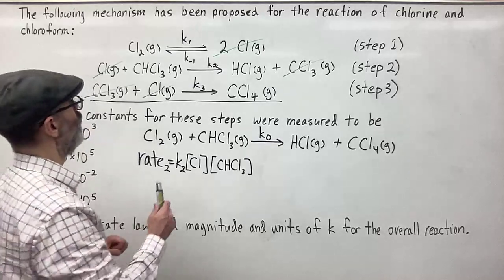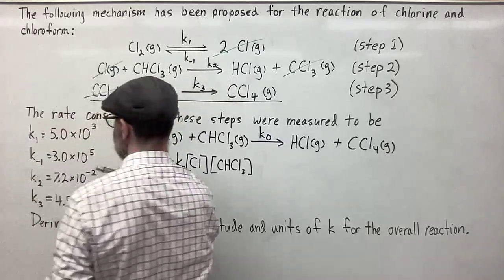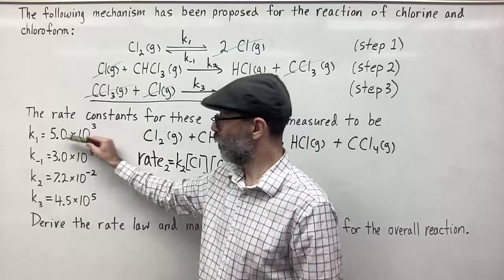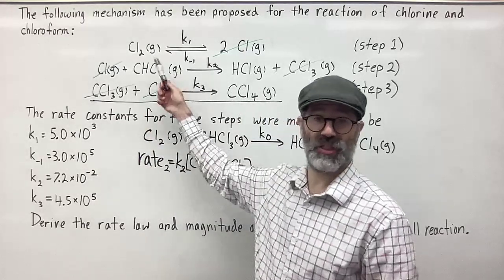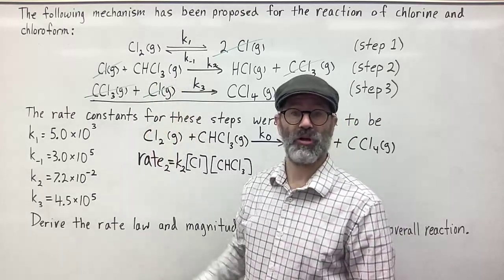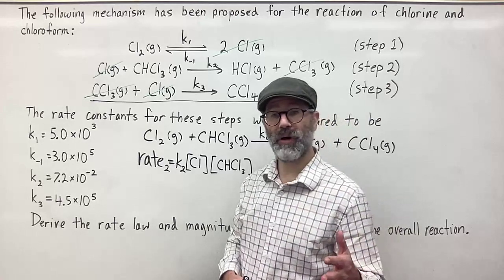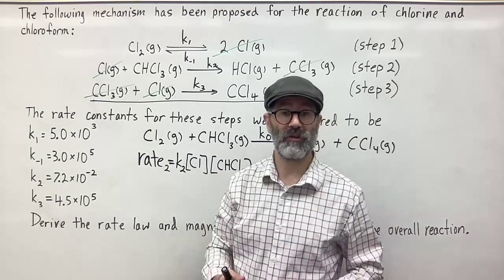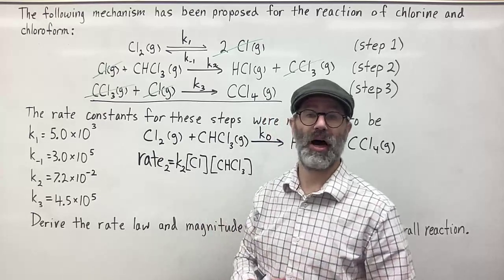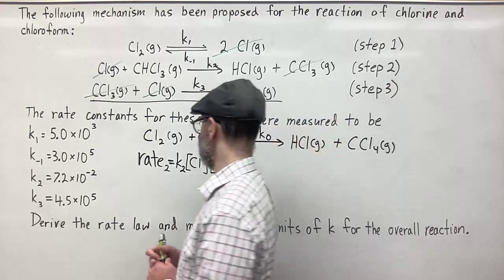And so we're going to go here to our equilibrium. Since this is really fast, the K1 and K negative 1 are really fast. That means this reaches equilibrium pretty quickly compared to the rate determining step. So we can know that the rate of the forward reaction is going to be equal to the rate of the reverse reaction. We can use that to our advantage to figure out what we can substitute Cl with. So let's go ahead and write that down.